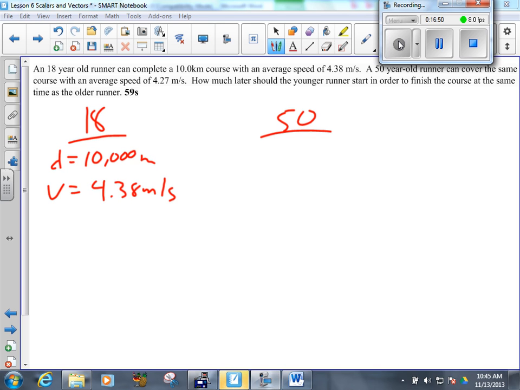Okay, the old guy runs the same distance, 10,000 meters, at a speed of 4.27 meters per second. That's not too bad for a 50-year-old guy. That's a pretty good clip actually. So what we need to do here, it says how much later should the younger runner start in order to finish at the same time. So essentially they're asking how much of a head start does the 50-year-old guy need in order for them to finish at exactly the same time.